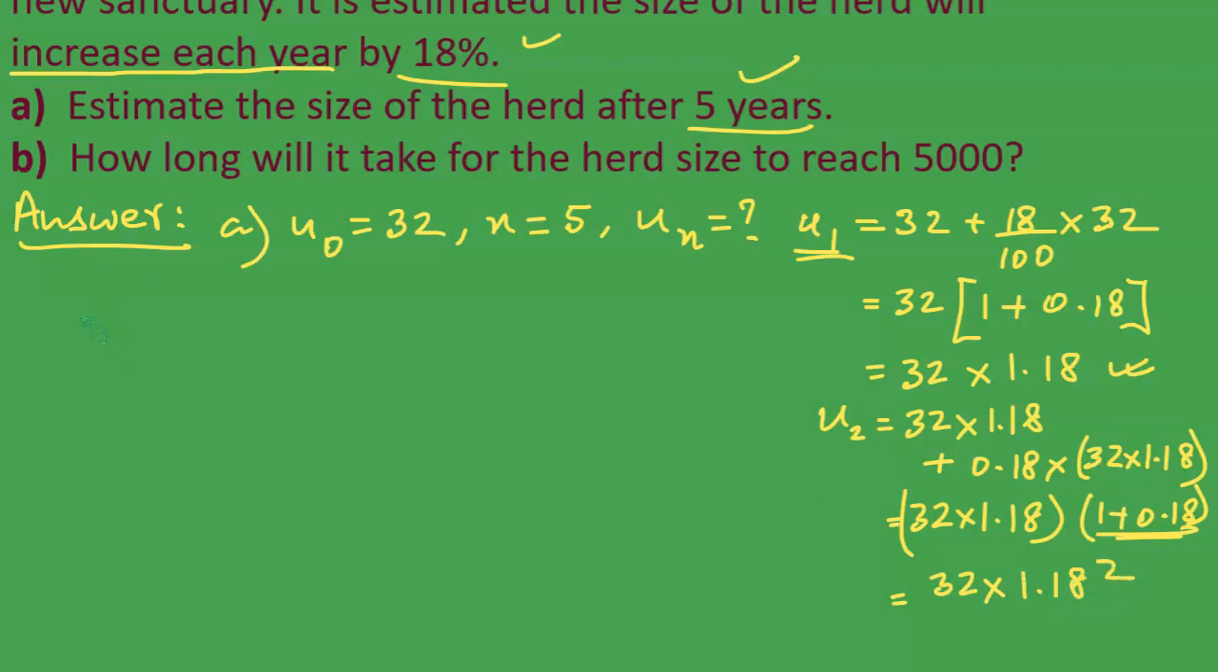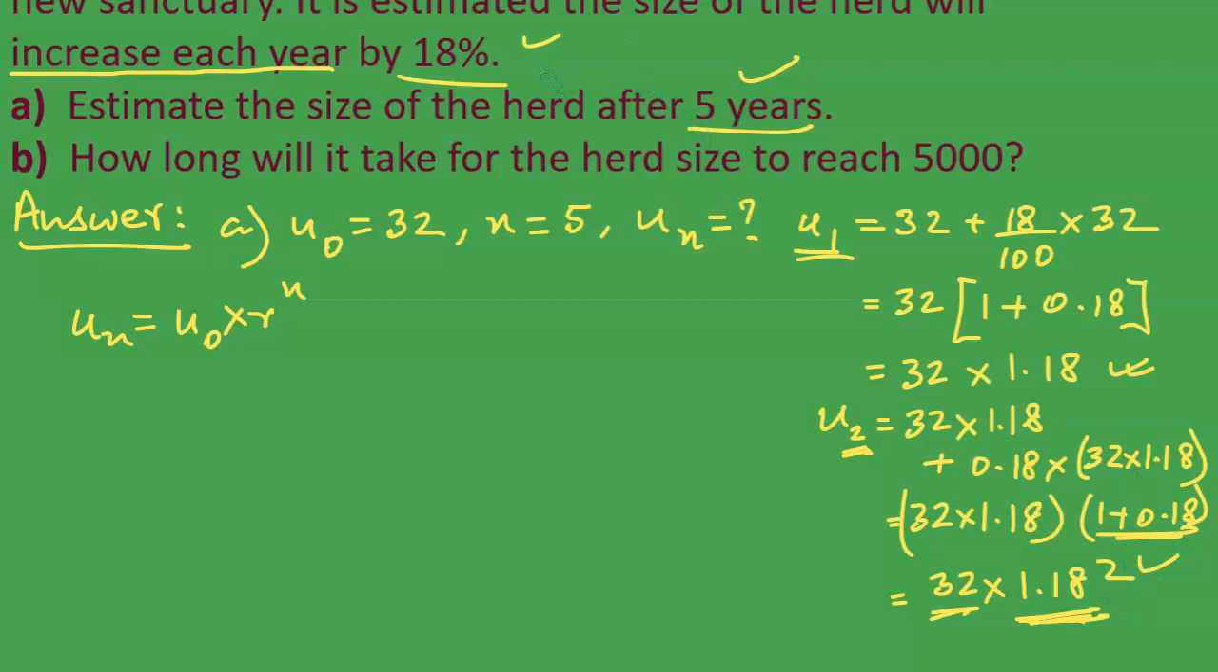Now, you can find the justification of having this formula. UN is equal to U0 times R to the power of N. When it is U2, N is equal to 2. So, R value is this. 32 is U0. R value is this. This is getting raised to the power of 2, because N value is equal to 2. So, R is not equal to 0.18. It is equal to 1.18.